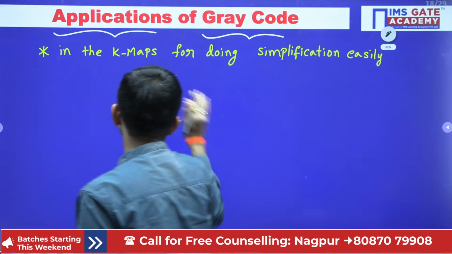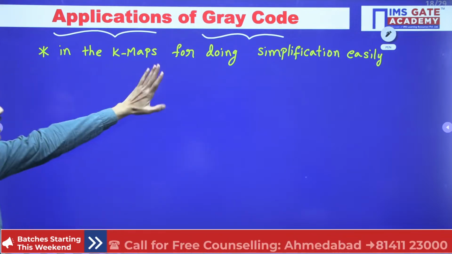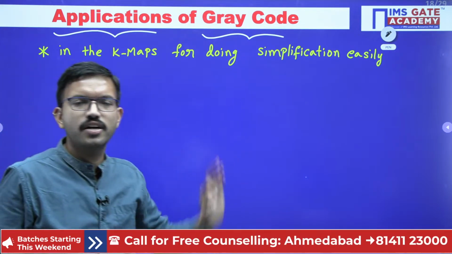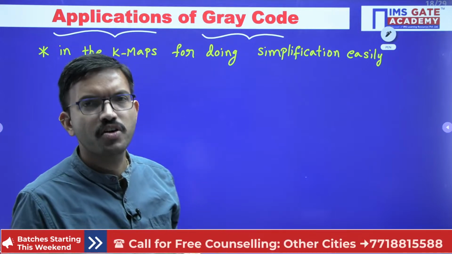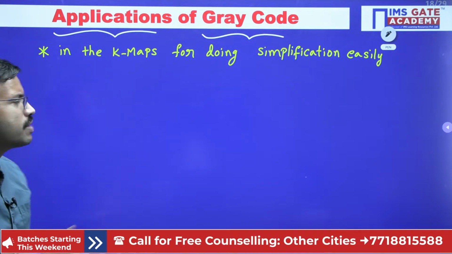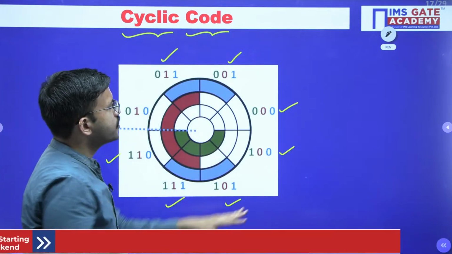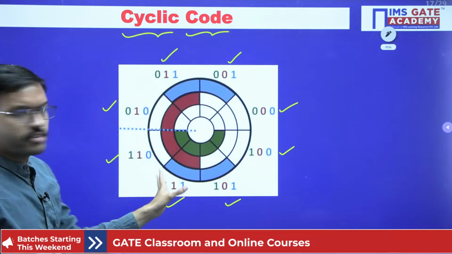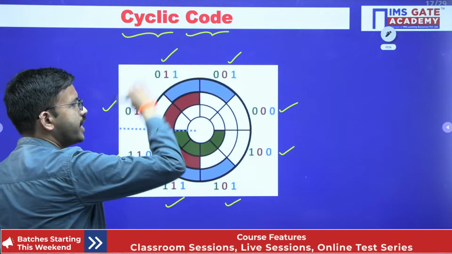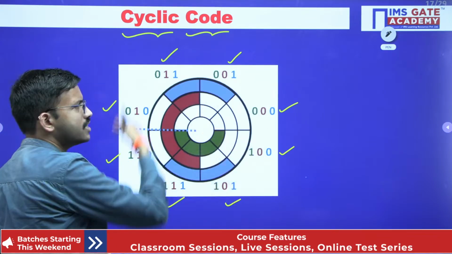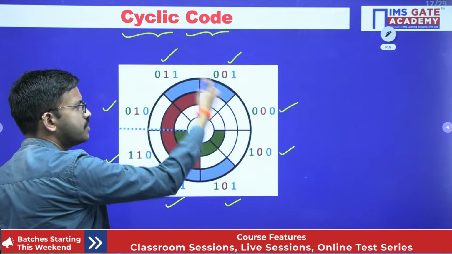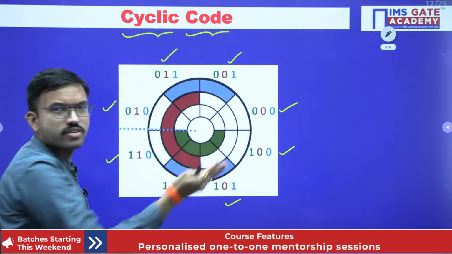Okay, with respect to our syllabus, we are using gray code in the K-maps in order to get the simplified function easily. With respect to the real time application, you can observe here. Here I already placed the gray code in the circular form. For the timing I have represented like this, or if you want you can represent it clockwise. Based on the requirement you can represent anti-clockwise or clockwise, no issue at all.